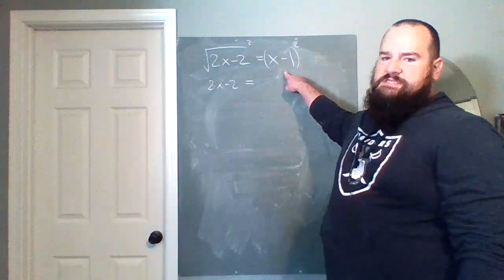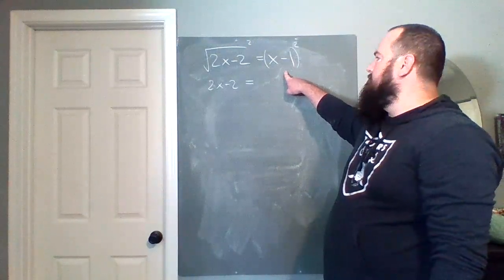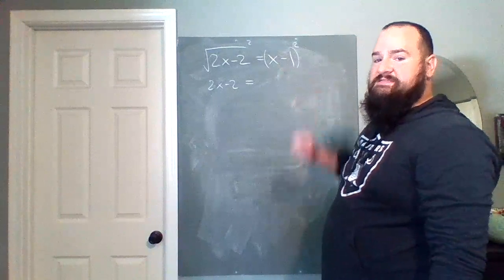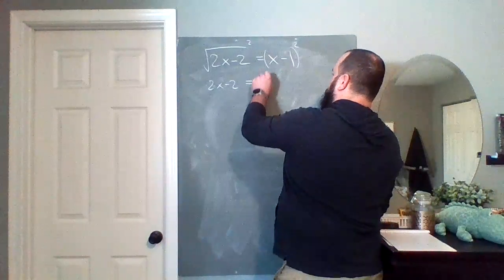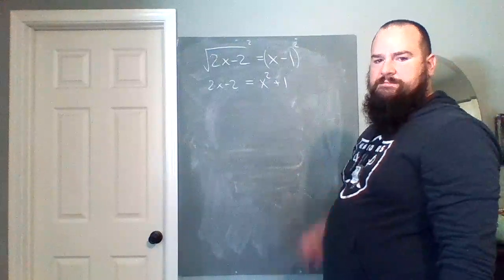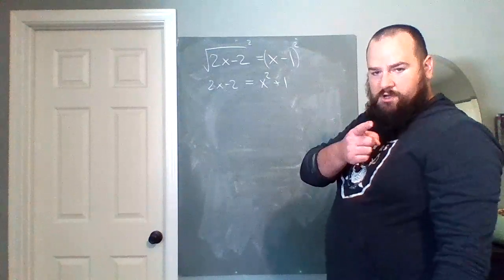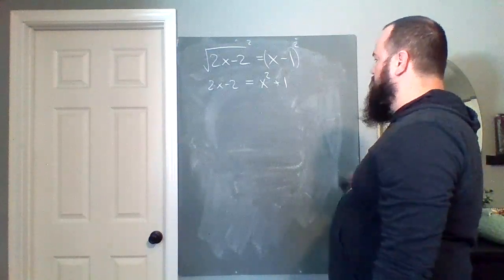Now what happens on this side? Think for a second. Pause it if you need to. How many of you guys say that this is equal to x squared plus 1? Because negative 1 squared is 1. Raise your hand if you think that's what it is. Okay. Wrong. What did we do wrong?